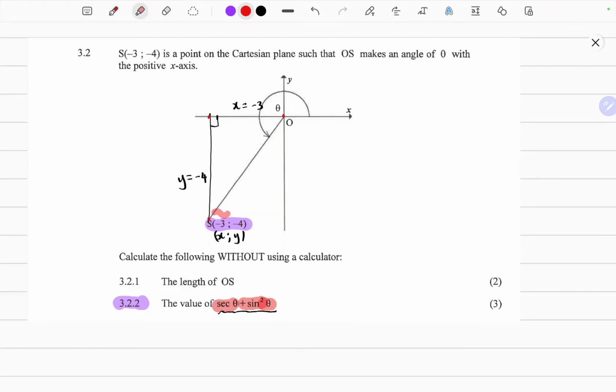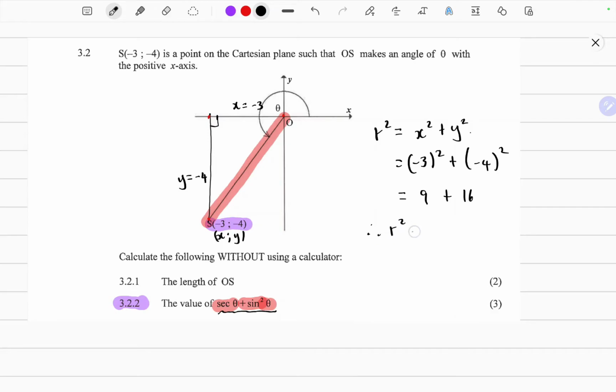So now we can find the distance OS by using Pythagoras Theorem because we're working with a right angle triangle. So according to Pythagoras Theorem, the square of the hypotenuse is equal to the sum of the squares of the other two sides. So it's just a matter of substituting. -3 squared plus -4 squared. This is 9 plus 16.